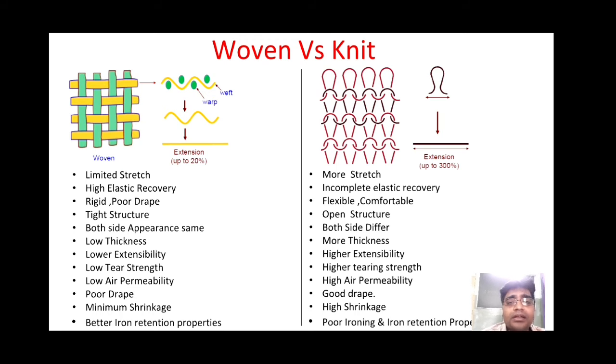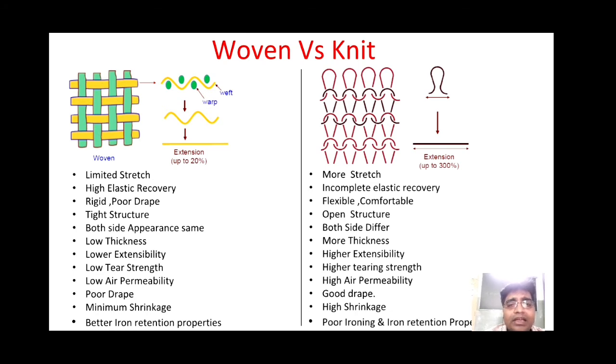Now the third point is rigid and poor drape, and in the case of knitted fabric, flexible and comfortable. Woven fabrics are very rigid in nature and knitted fabrics are very flexible in nature, and woven fabrics have a poor drape, whereas knitted fabrics have an excellent drape quality.